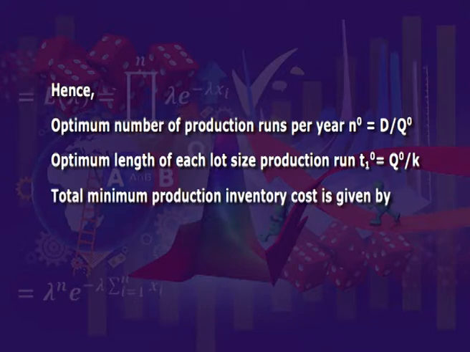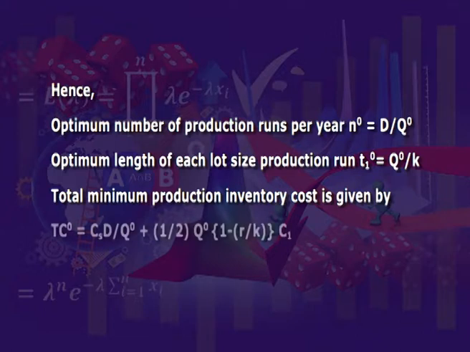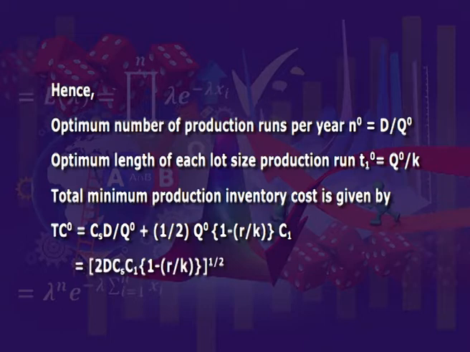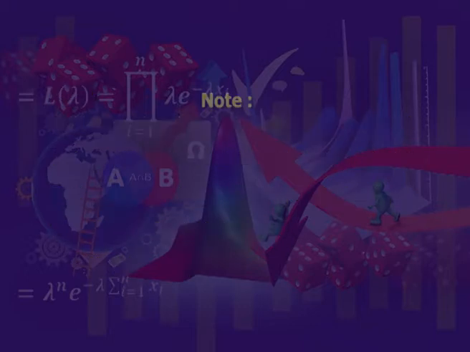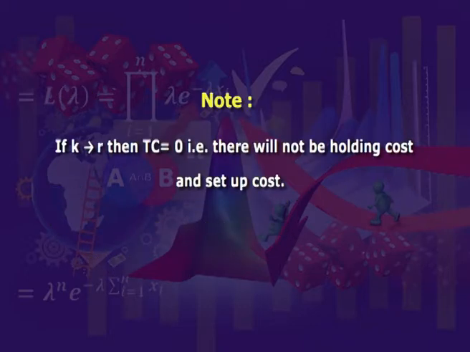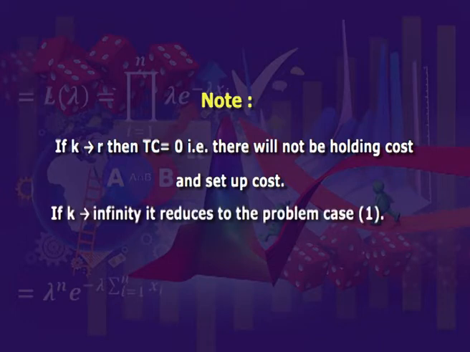Total minimum production inventory cost is given by TC0 equal to CS into D divided by Q0 plus 1 by 2 into Q0 into (1 minus R upon K) into C1. On simplification, we get under root of 2 into D into CS into C1 into (1 minus R upon K). Note, if K tends to R, then TC equals 0. That is, there will not be holding cost and setup cost. If K tends to infinity, it reduces to the problem of case 1.